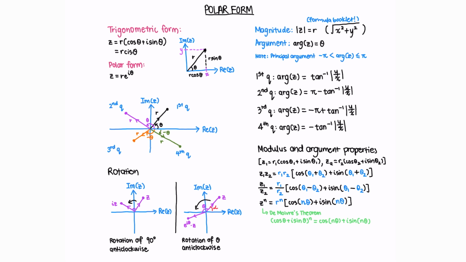One more thing, I see my friends make this mistake all the time. If you have cosine theta to the power of 6, this is not equal to cosine 6 theta. This is wrong. De Moivre's theorem only works when it's cosine theta plus i sine theta.